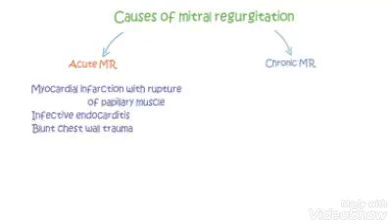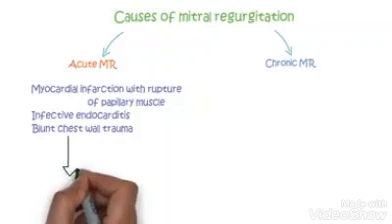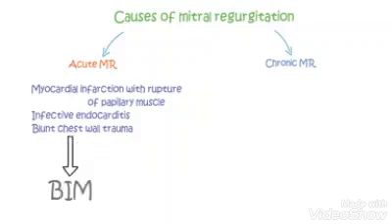Now let's talk about causes of mitral regurgitation. Clinically, mitral regurgitation is divided into acute and chronic mitral regurgitation. Acute mitral regurgitation is due to myocardial infarction, or sometimes in infective endocarditis, patient may present with acute mitral regurgitation. Other cause of acute mitral regurgitation is blunt chest trauma. You can memorize causes of acute mitral regurgitation by mnemonics BIM. B stands for blunt chest trauma, I for infective endocarditis, and M for myocardial infarction.